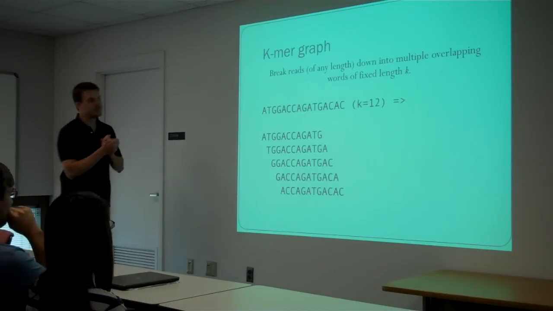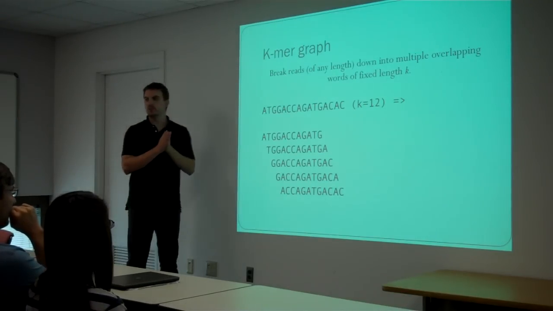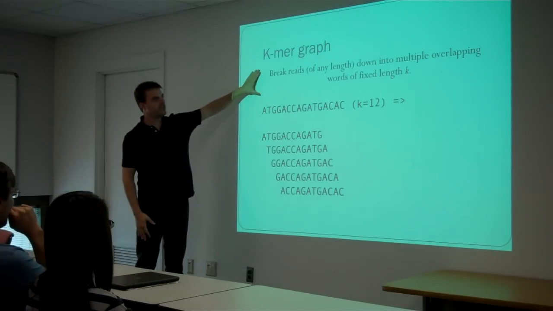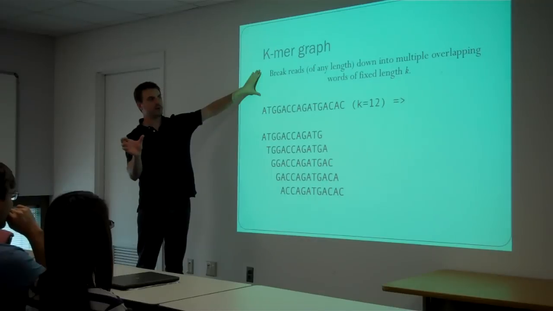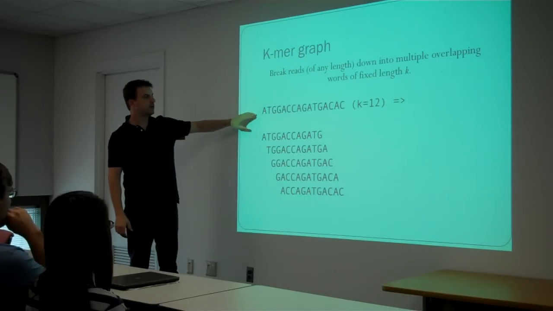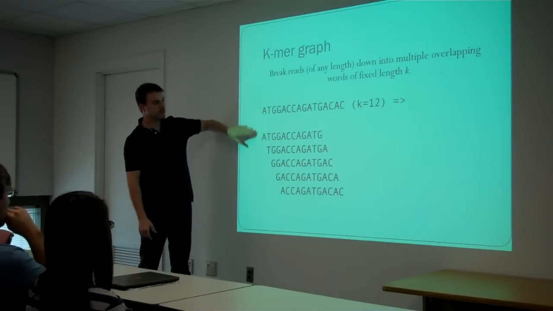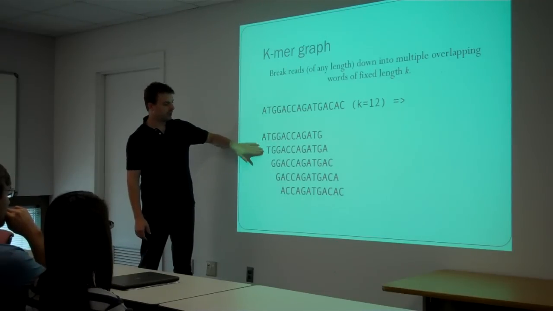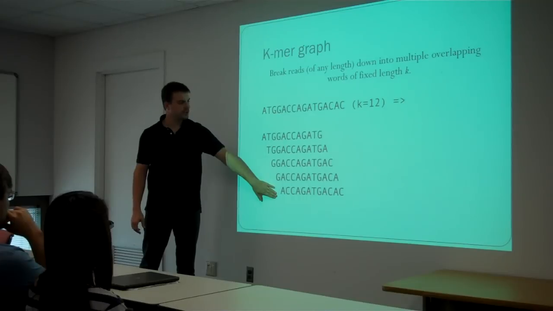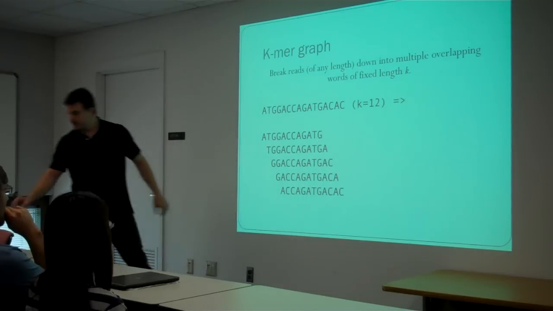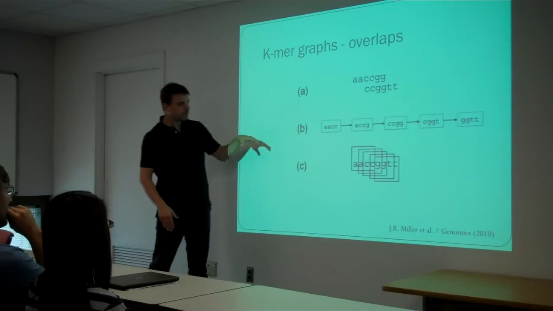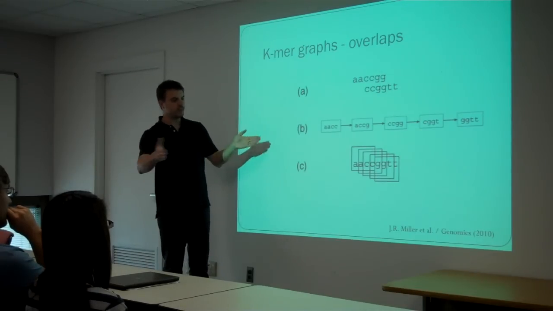The other approach is, well, I'm going to call it a k-mer graph because I think Abdul winces every time I say de Bruijn graph. Essentially you break your reads, your sentences, down into multiple overlapping words of a fixed length k. So suppose we have a sentence of length 15, and you break it down into overlapping words of length 12, of which there are 5. And then you look at the overlaps between these words, and you construct a graph from that, and then you read the assembled sequence off the graph.